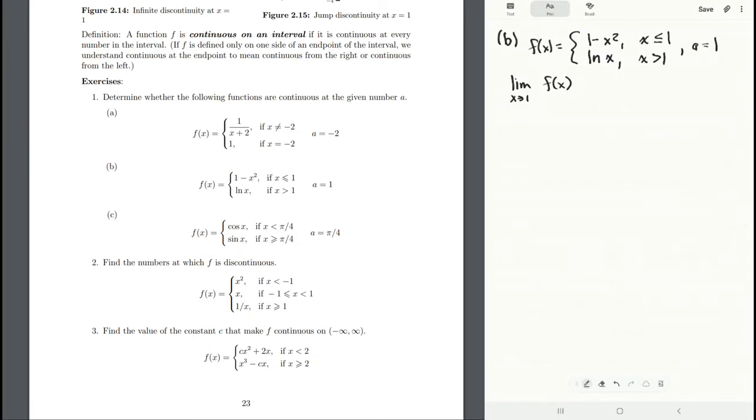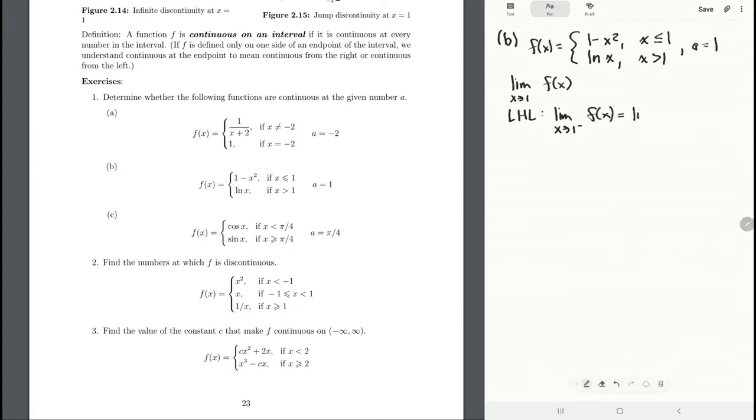Now, because the function is defined differently if x is less than 1 or if x is greater than 1, we're going to need to look at the one-sided limits separately. So let's have a look at the left-hand limit. Let's approach 1 from the left. So if we're approaching 1 from the left, then you can think of x as being a value that is slightly smaller than 1. And f of x is equal to 1 minus x squared if x is less than or equal to 1.